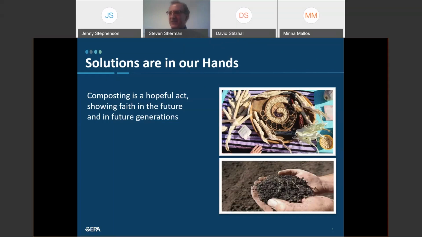Our main theme for this webinar series is that composting is a natural process. It's a hopeful life cycle act that's medicine for the earth. And that's what helps us to sustain life.